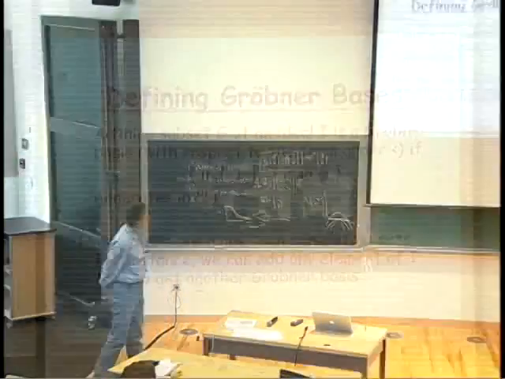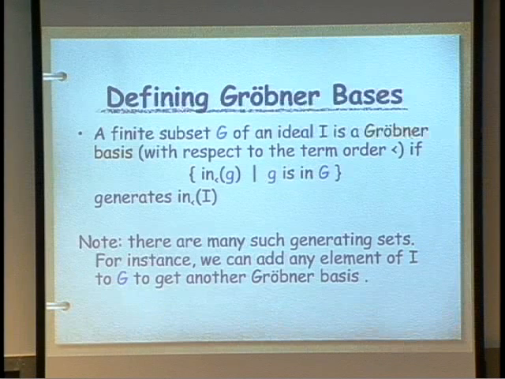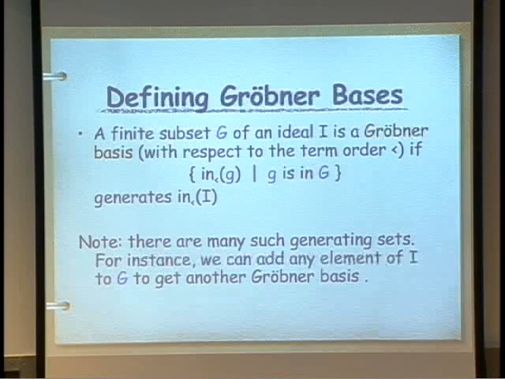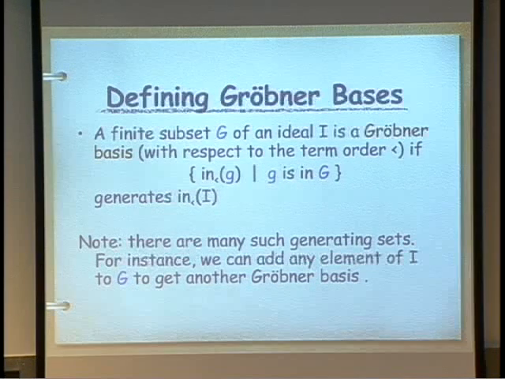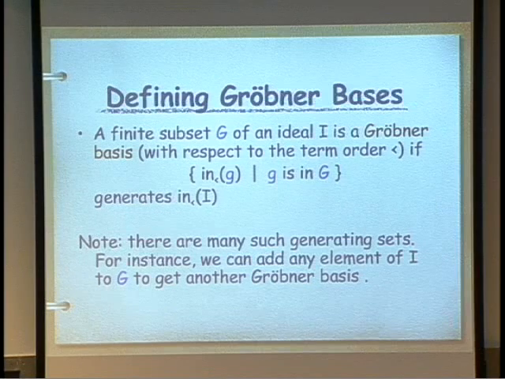Okay, so here's the definition. A finite subset, blue G, of an ideal I is said to be a Gröbner basis with respect to the given term order. So you and I have agreed on some term order. Let's agree on the degree lexicographic term order or something. So once we fix that, we say a finite subset of an ideal is a Gröbner basis if the finitely many leading monomials in G, of the finitely many polynomials g in G, are enough to generate the initial ideal.